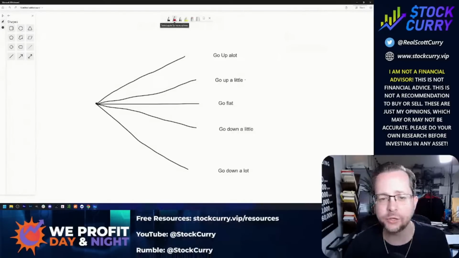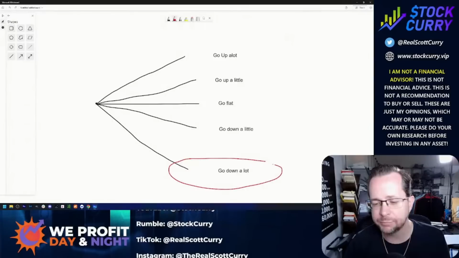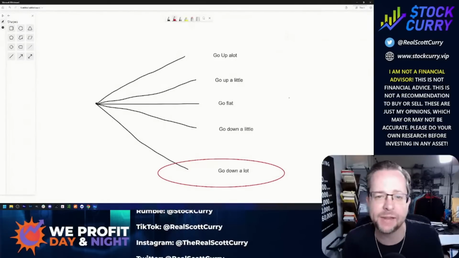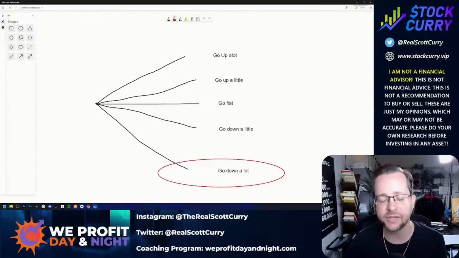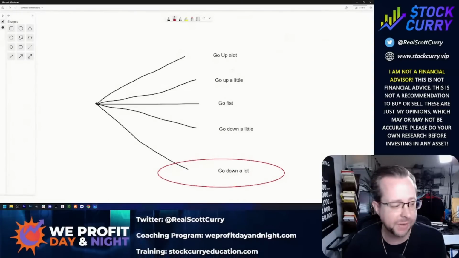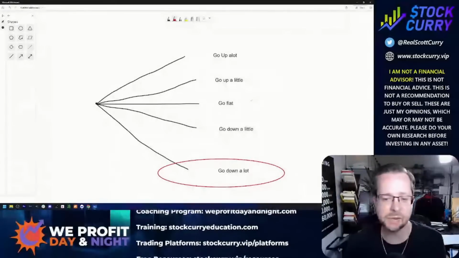Let's talk about when you buy a put. When you buy a put, there's only one way you make money, and that's if the stock goes down a lot. Obviously, if you buy a put option, these make money when the stock goes down. You're not going to make money if the stock goes up. You're not going to make money if the stock goes flat.